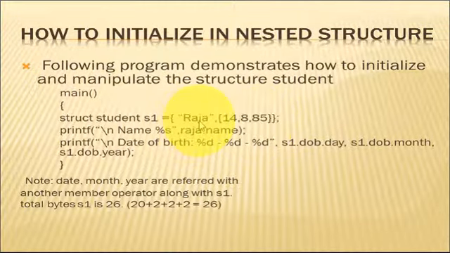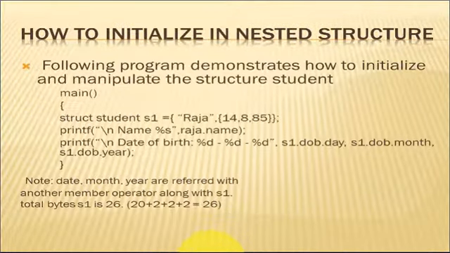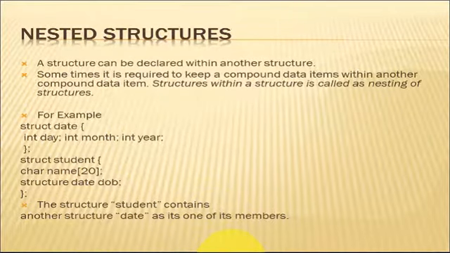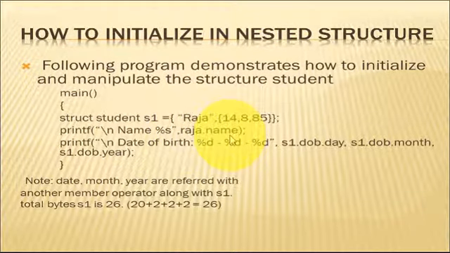So now the name of the student is taken as Raja. Then the date of that student: the day is 14, the month is 8, and the year is 85. How do we access those data members? Using the dot operator. Actually, here it is not Raja, it is s1 dot name, because s1 is the structure variable. So s1 dot name will print Raja.